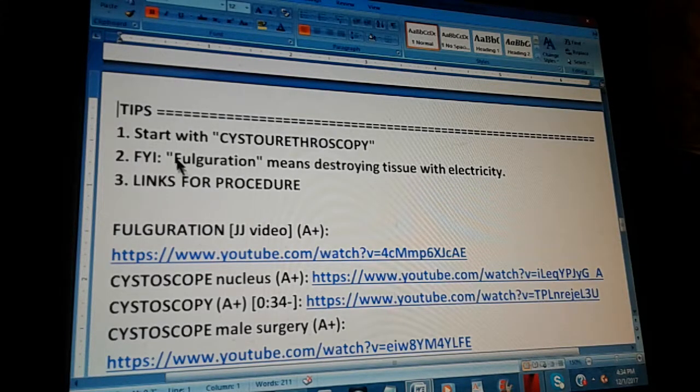If you didn't get it, let's give you a couple of tips. The first is start with cystourethroscopy. This is a cystoscope that is inserted through the urethra, which you know is the tube that goes from the bladder to the outside. The second tip is that fulguration means destroying tissue, or in this case tumor, with electricity. That's what fulguration means.